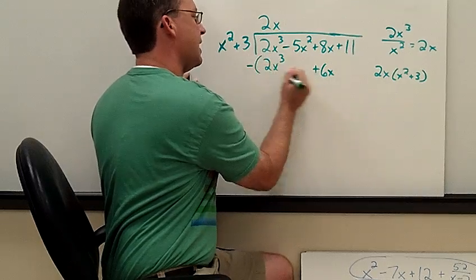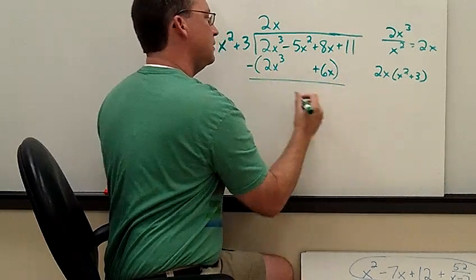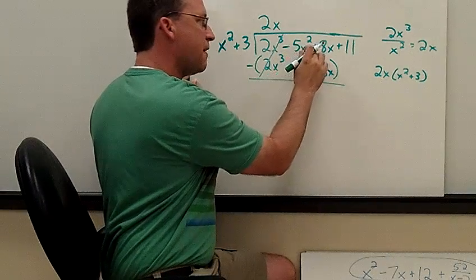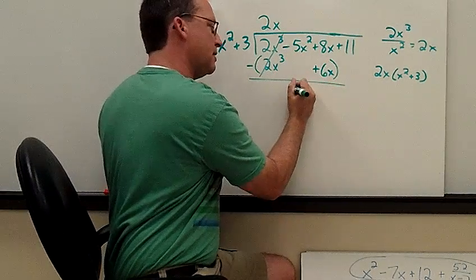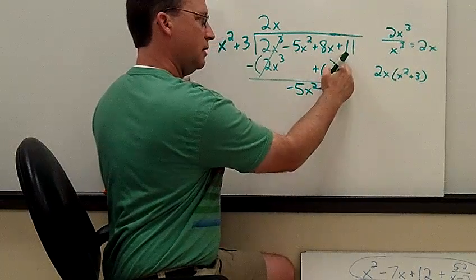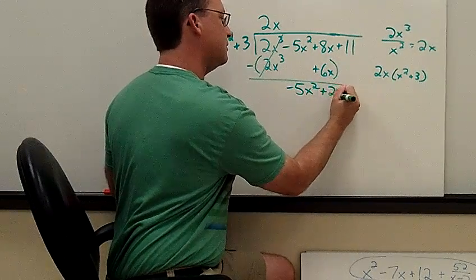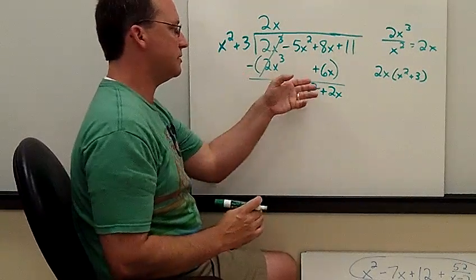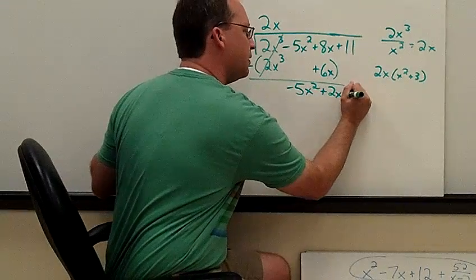Right, so we're going to subtract this expression. The 2x cubes will cancel out, that's good. Now this negative 5x squared, we're not subtracting anything from that. So that remains a negative 5x squared. Here we have a plus 2x, all right? 8x minus 6x. We can go and bring down the plus 11 also if you like.